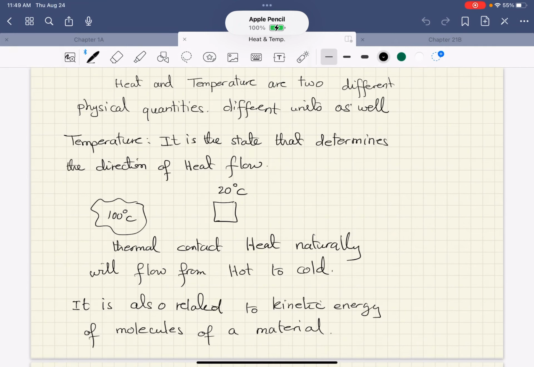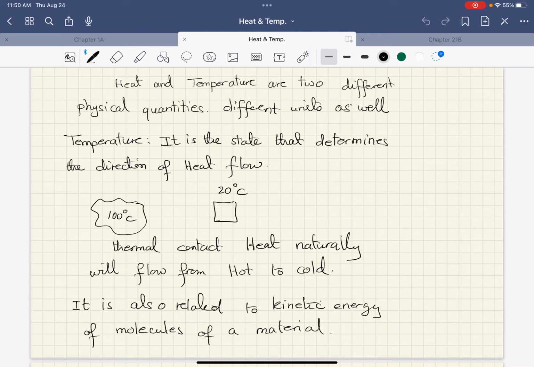Hi, here I want to introduce the first part of this chapter. We're going to talk about heat and temperature. One thing that I need to say here is that heat and temperature are two different physical quantities. They are not the same quantity, although in daily life we talk about them as if they have the same meaning. They also have different units, as I will explain in a little bit.